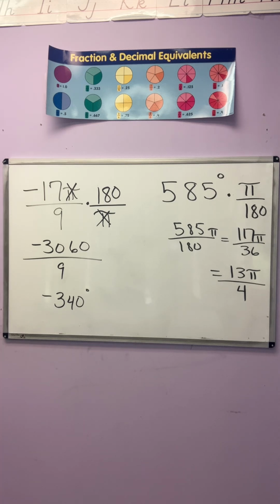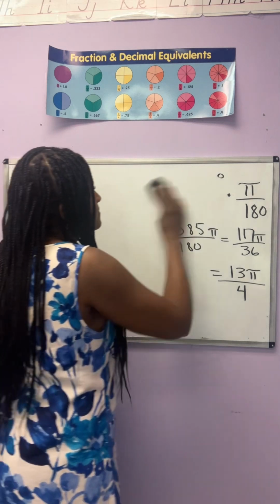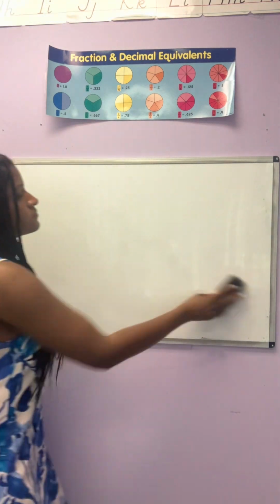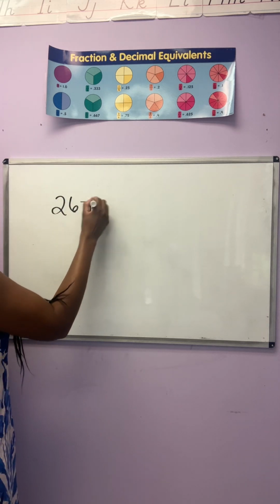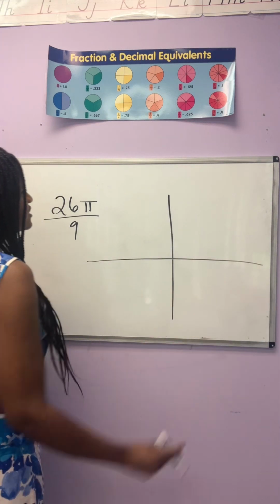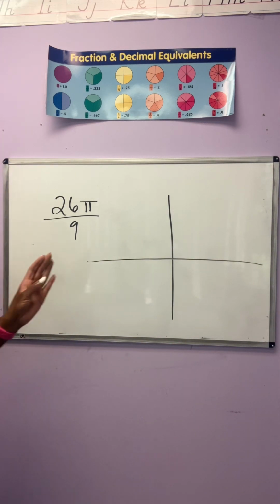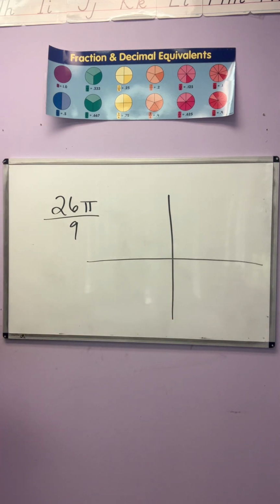So now let's try some other one. Here it says, draw an angle with the given measure in standard position. Okay, so if you have your unit circle and you have 26 pi over 9. Now you can definitely change this to degrees if you find that easier, and I can definitely understand that, because that can be easier to think about. But let's say you have to stick to radian. So let's see how we can practice radian.